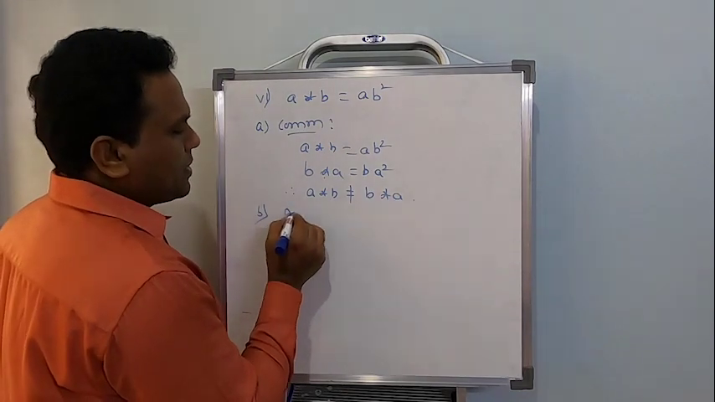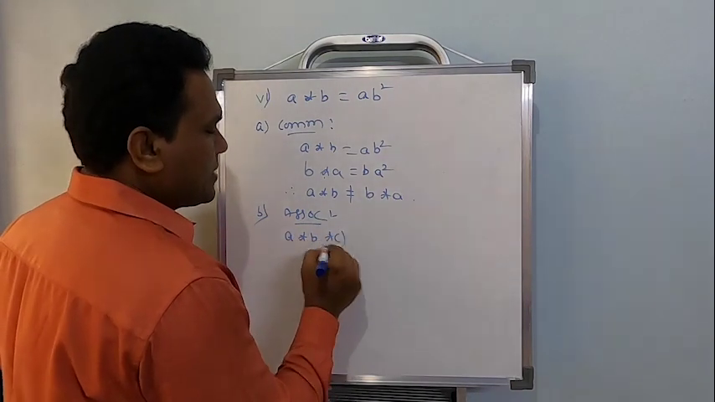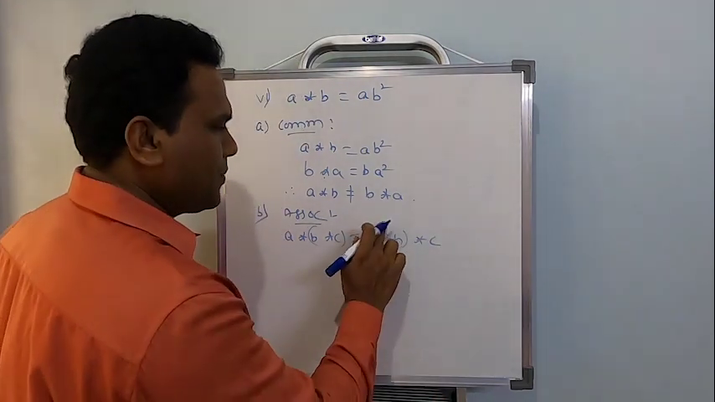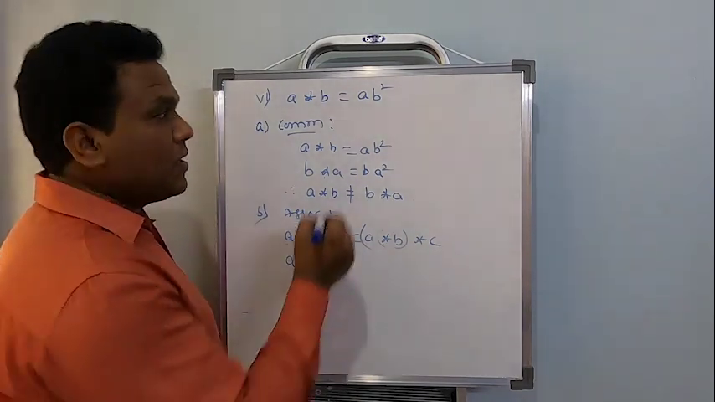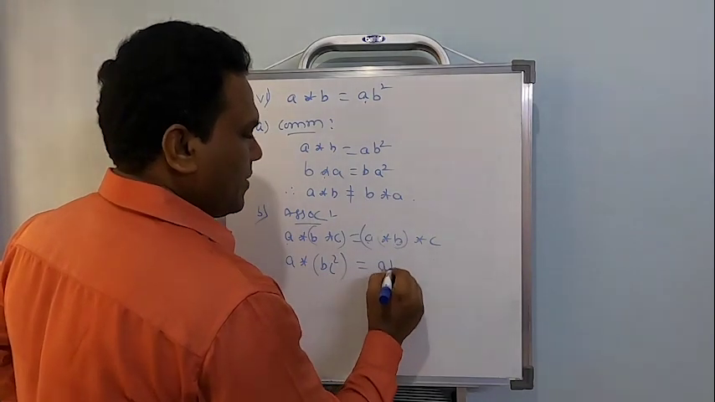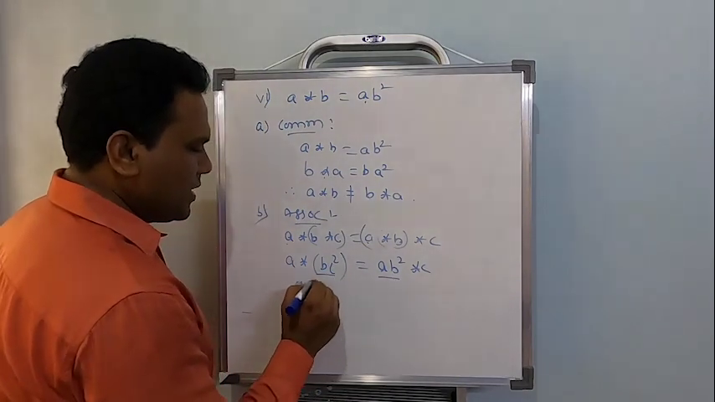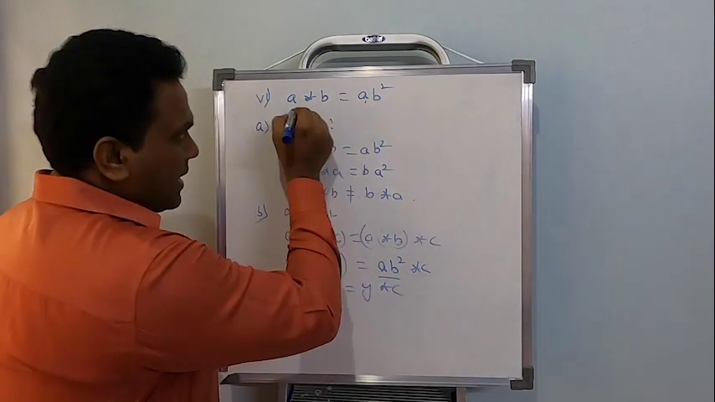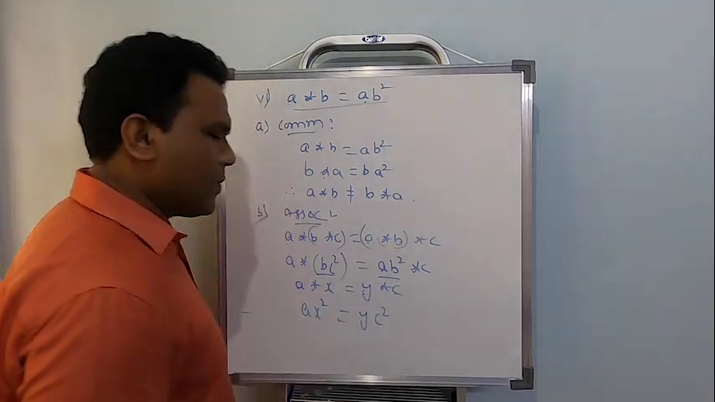The next one is called the associative property. So the property is (A star B) star C is equal to A star (B star C). Right. Now let us apply the definition. B star C by using this definition will be B C square. A star B will be A B square. So let's give names for these two: A star X is equal to Y star C. A star X, again the same definition, A X square, and this will be Y C square.